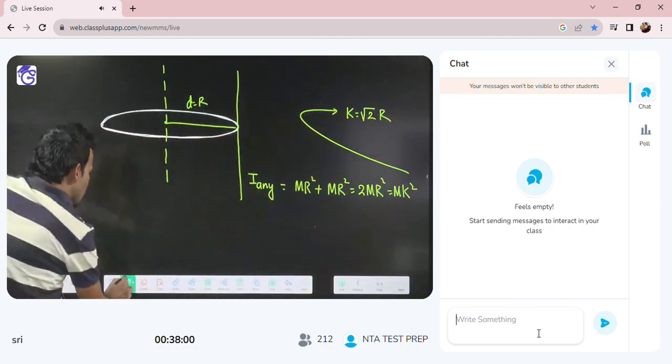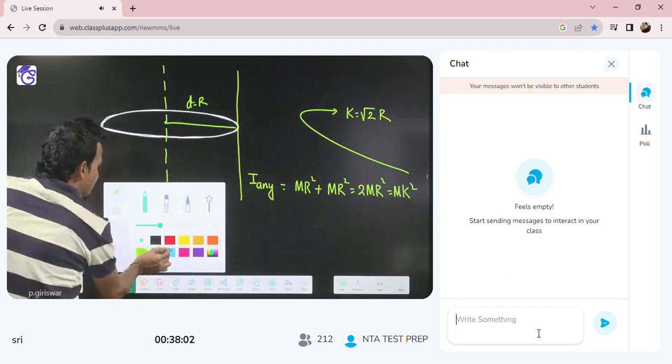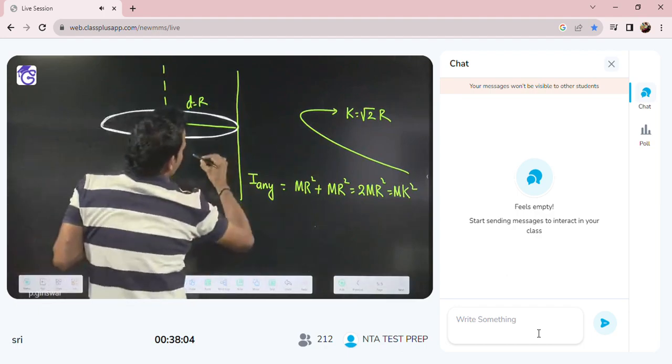Second one, they are saying tangent in the plane. Tangent in the plane means your tangent will be like this.